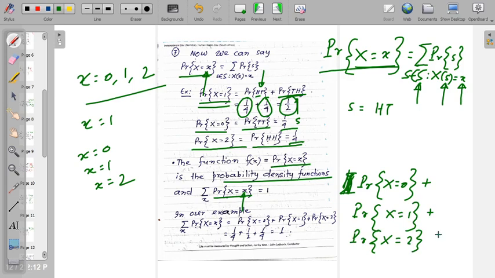Okay. And the probability X equal to 0 we have got is 1/4, X equal to 1 we have got half, and X equal to 2 we have got 1/4. So what will be the value of this? 1. So for the random variable under consideration, if we add up all the values for small x, that gives us 1, which satisfies the probability axiom. Okay.